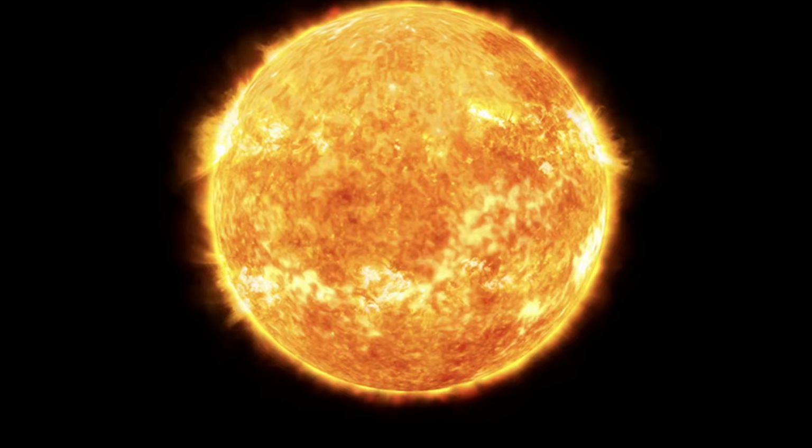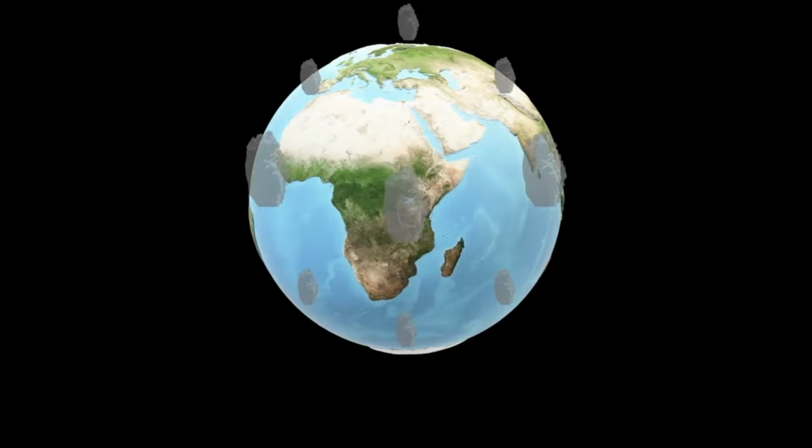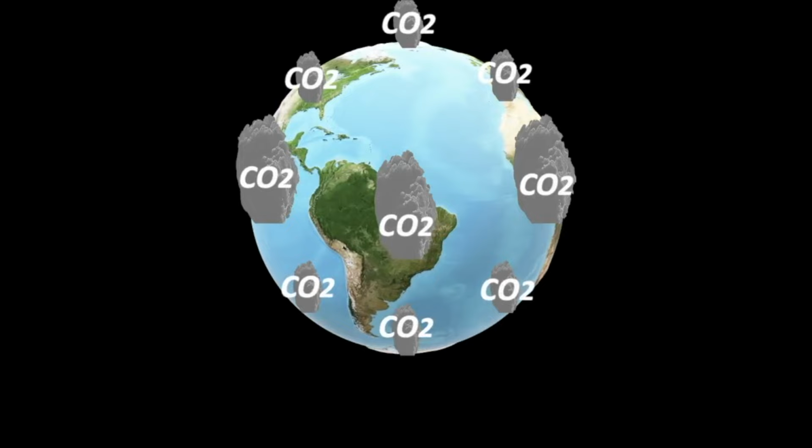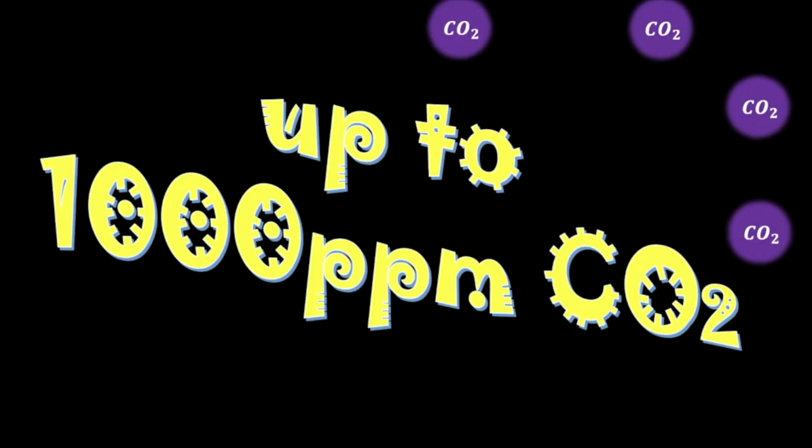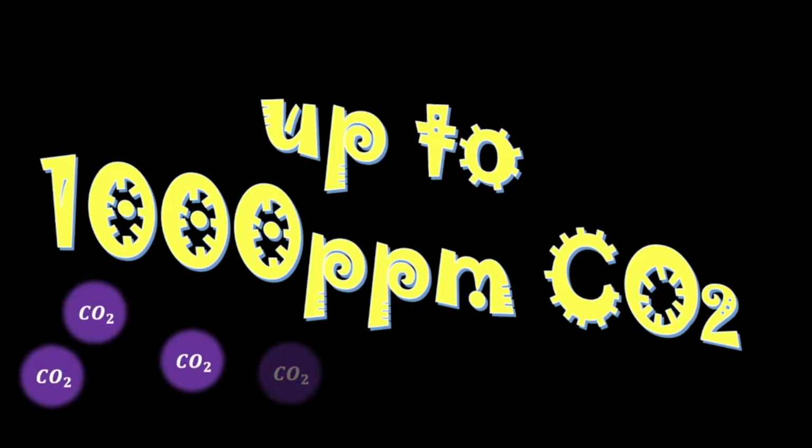Carbon dioxide, or CO2, is a greenhouse gas that can take thousands to ten thousands of years to break down. CO2 gas traps heat from the sun, making the atmosphere act like a blanket, which helps to create the greenhouse effect. It is estimated that up to 1,000 parts per million of carbon dioxide were released during the early Eocene. That's the same as burning the entire fossil fuel reservoir of today.